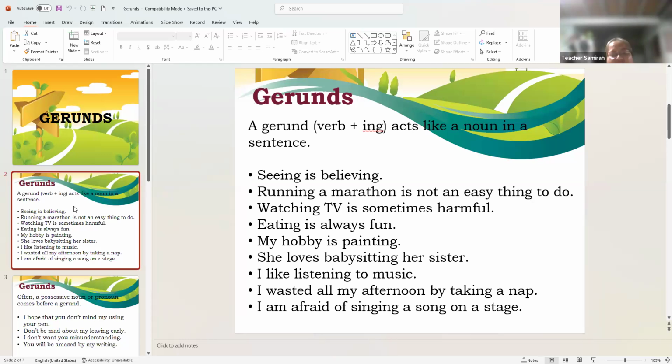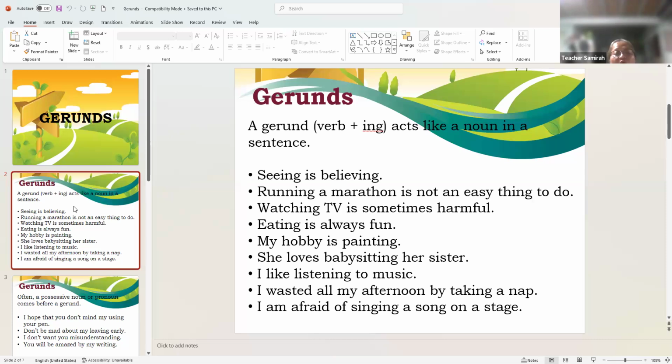So, believing now is a gerund. A gerund and a participle are almost the same, since both are verb plus ing. Running a marathon is not an easy thing to do. Run plus ing. Running is now not considered a verb, but rather a noun in a sentence.